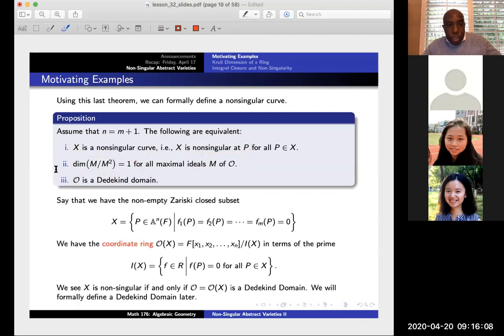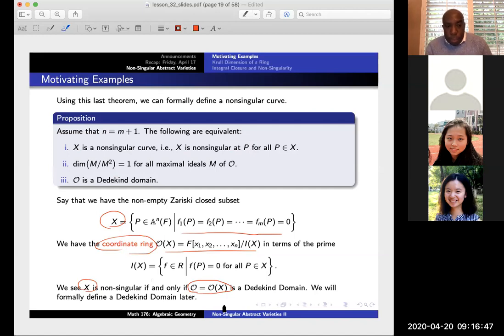Let's try to use this to write down some definitions. Remember, going back to the beginning, we're dealing with this non-empty Zariski closed subset X, which just means the zero locus of M polynomials. And also remember that we have our coordinate ring O, which is the quotient by this prime ideal. What this proposition says is that our affine variety X is non-singular if and only if the coordinate ring is a Dedekind domain.